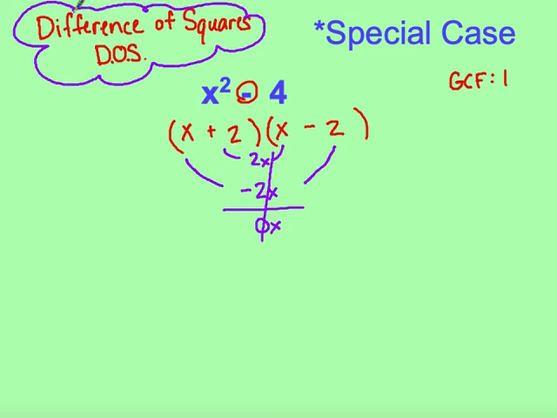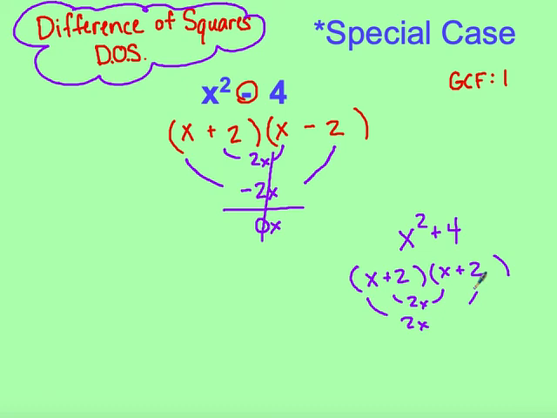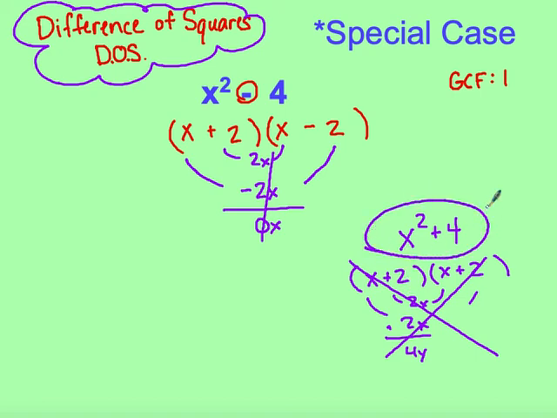So please be aware. Now notice that if this were x squared plus 4, it would not factor the same way. We might think that we could factor x plus 2 and x plus 2, but that doesn't give me center terms that will cancel. That will give me a 4x. So actually x squared plus 4 is prime, that means it doesn't factor.